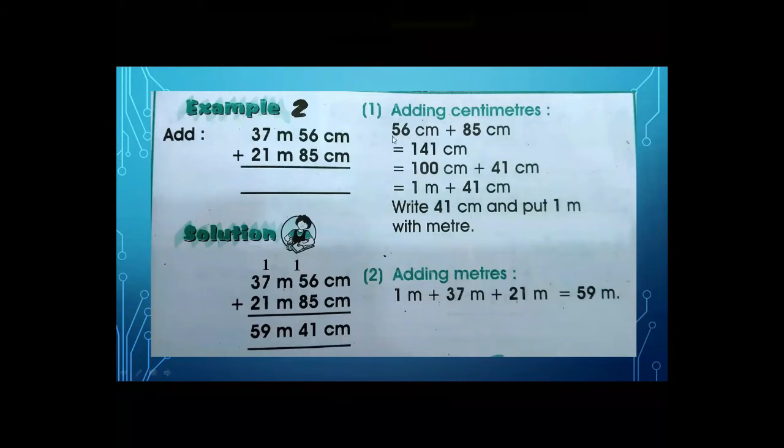First of all, when you add 56 centimeter and 85 centimeter, it is equal to 141 centimeter. How 141 centimeter? Here you see, 6 plus 5, 11. 1 here and 1 carry. So 5 plus 8, 13, plus 1, 14. 4 here and 1 of this 14 shifts here. So centimeters, the overall answer is 141. Here you write 141 centimeter.